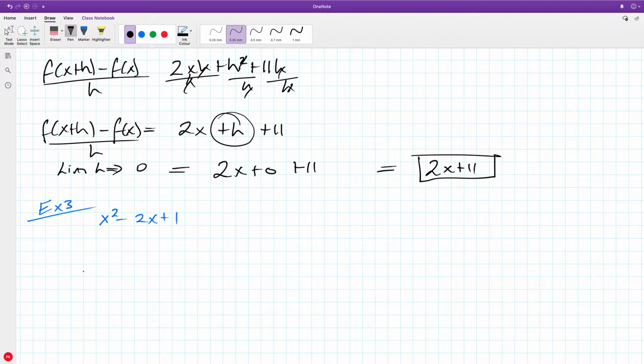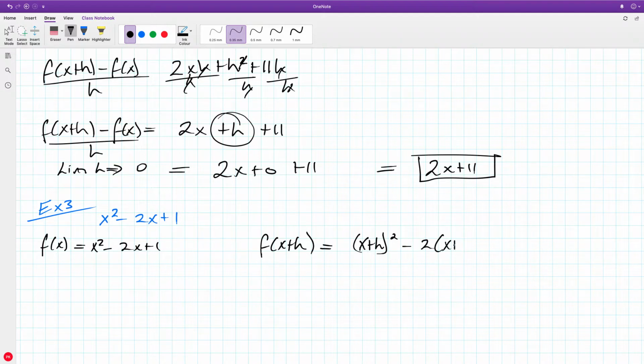Right. So the function of x is equal to x squared minus 2x plus 1. Function of x plus h is equal to (x plus h) squared minus 2 times (x plus h) plus 1. So that's x squared plus 2xh plus h squared minus 2x minus 2h plus 1.